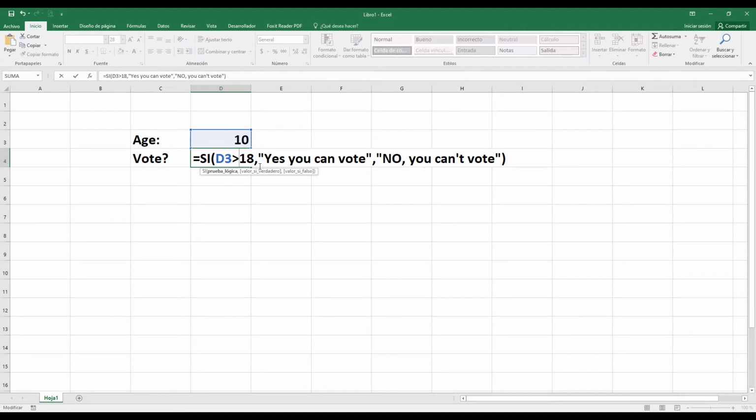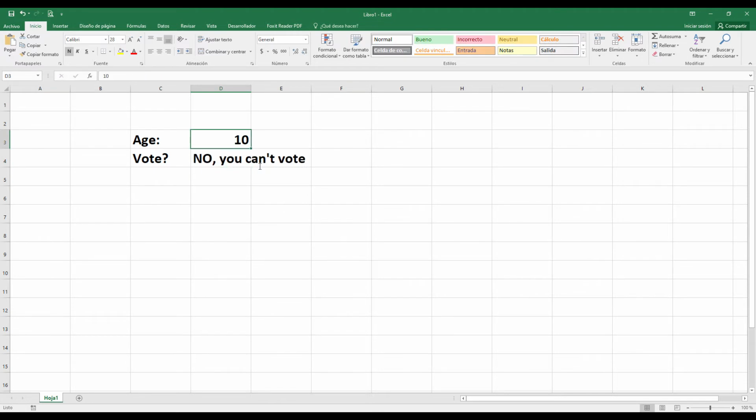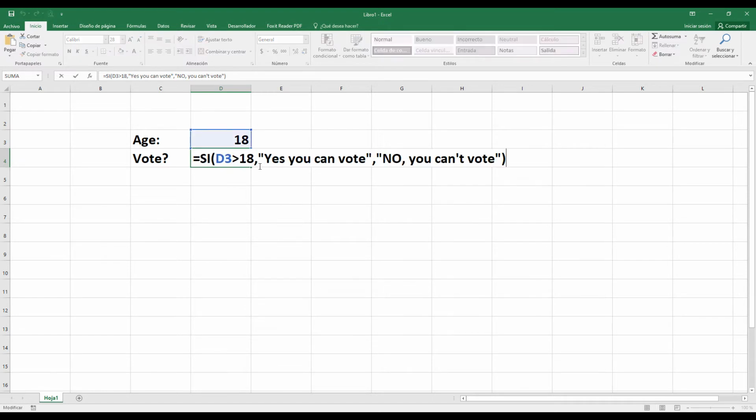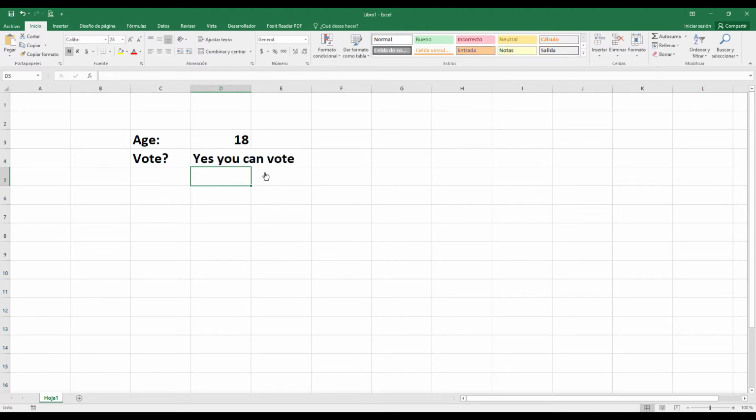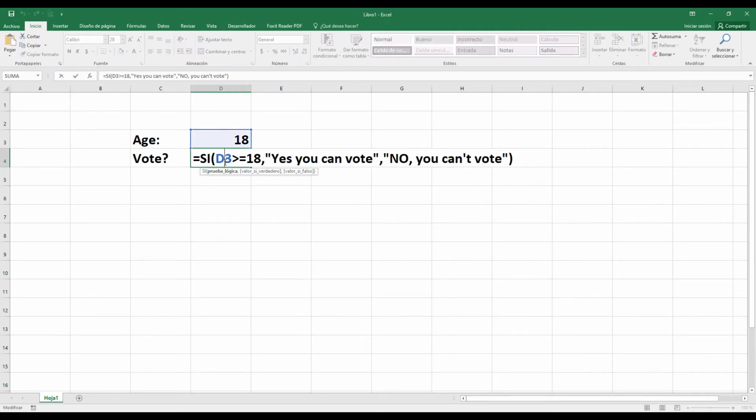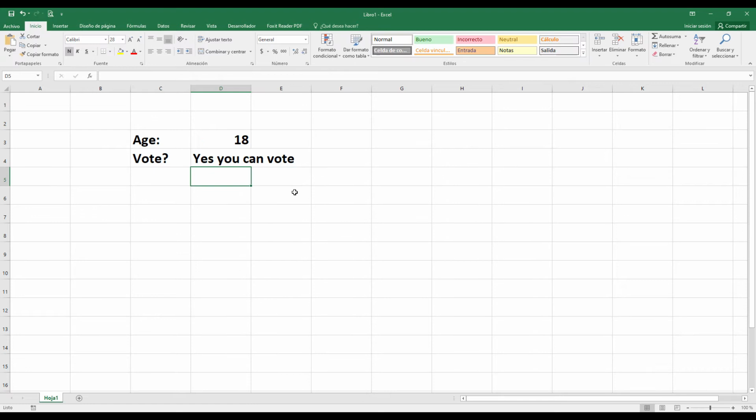Well, what happened if you change that operator like that? Only greater than. Check. If I type here 18, no, you can't vote because it's exactly 18. So you need to change to greater or equal 18. So you can vote. This is important here. Okay, this is the example.